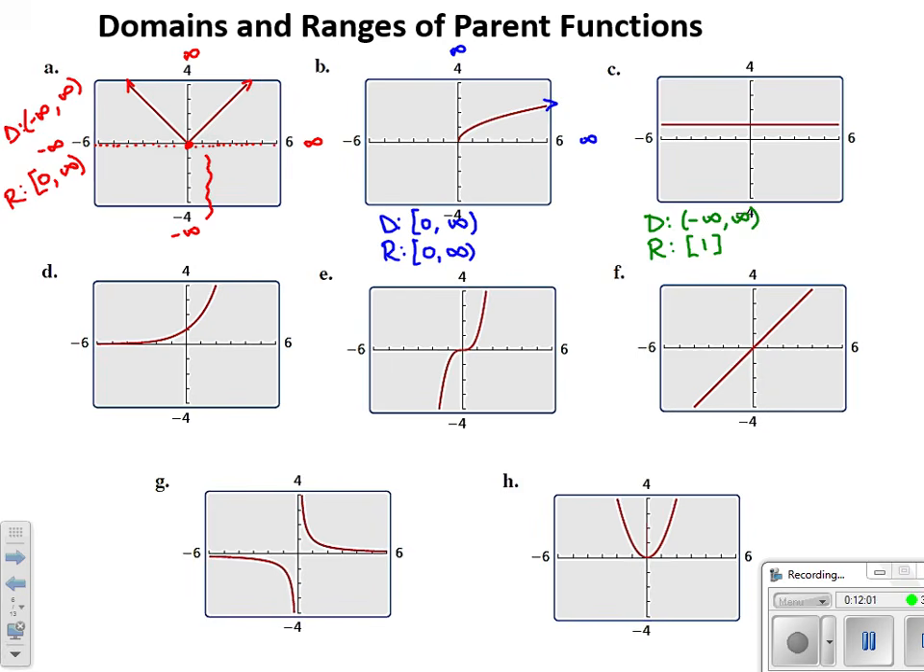All right, letter D. Here, my domain, negative infinity to positive infinity. The graph continues in both directions there. It will continue to move to the right, even though it looks like it gets steeper and steeper. It does, but it is just going to inch its way along. And every x value we can input into that function and get an output.